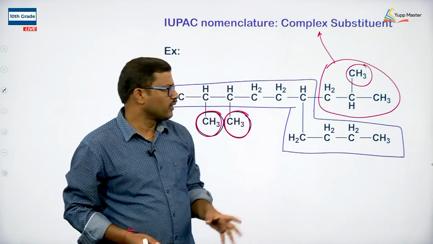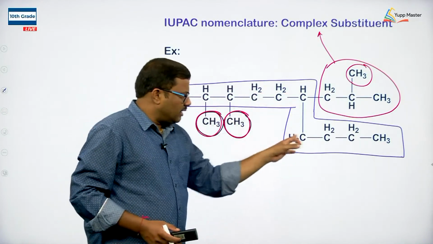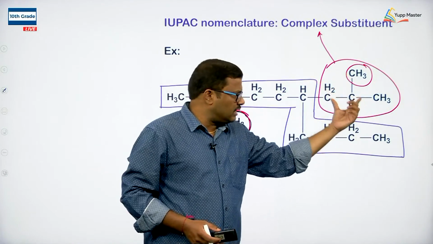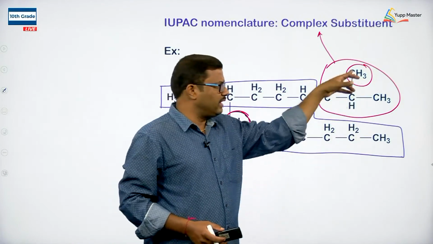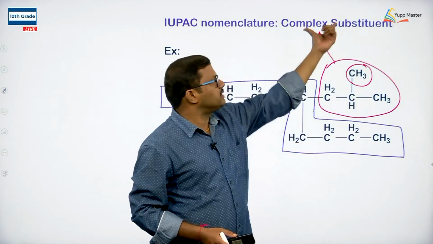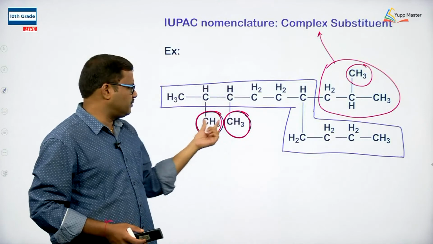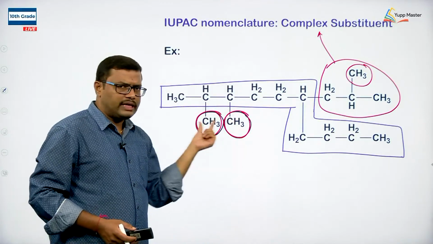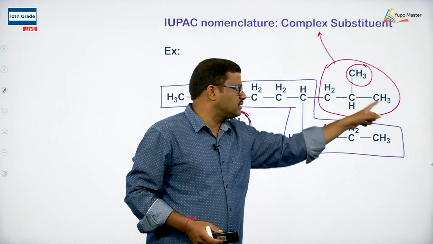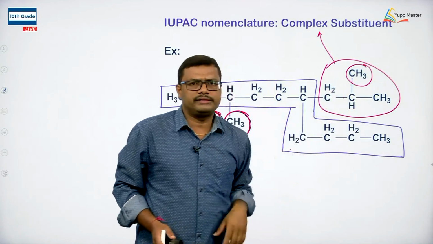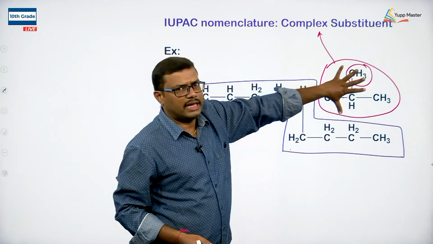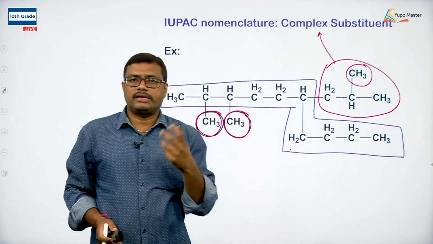Are you able to follow? On the parent chain, if we have a substituent and within that substituent branching is present, if that substituent has some more branching, in that case that substituent is taken as complex substituent. If you observe these, we have simple substitution, there is no branching at all in this case, but if you observe here the substituent has 3 carbons, and on the second carbon we have branching again. So the substituent which has branching is taken as complex substituent.